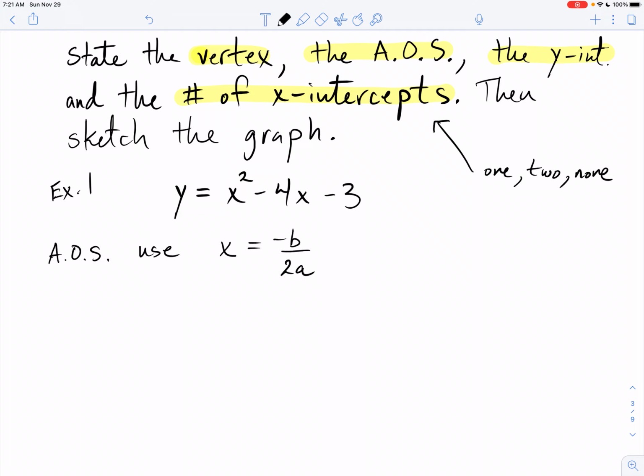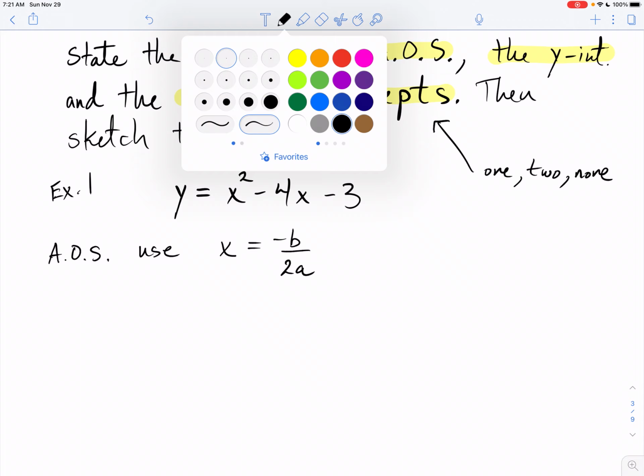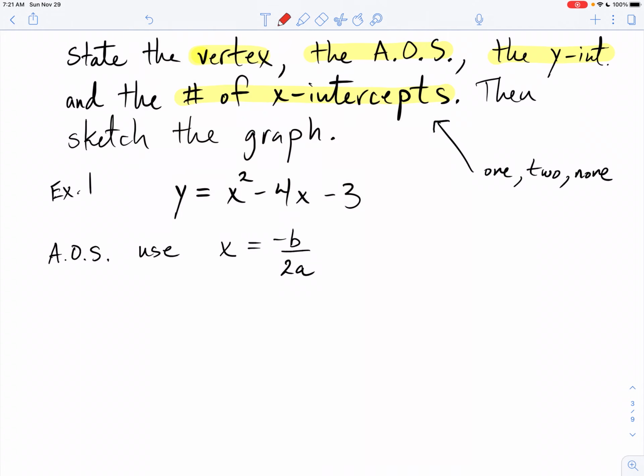And here we go. We already have a b value. Here's a c value. In the front here, they didn't write it in, but it would be a 1, and that would be my a value. So I'm just going to write them on the side here. A equals 1, B equals negative 4, C equals negative 3, and let's begin.